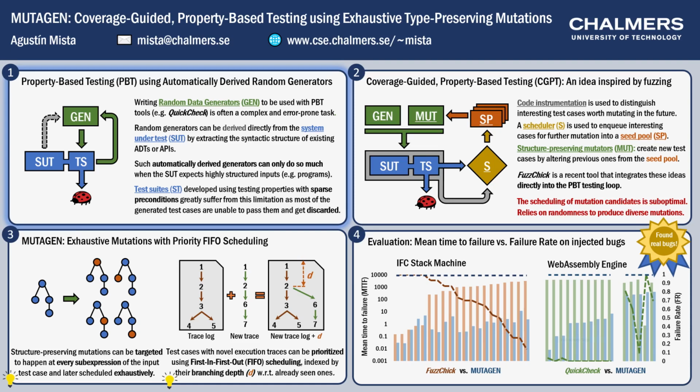Intuitively, coverage-guided property-based testing comes to tackle a common problem when using simpler property-based testing tools like QuickCheck, which is to come up with sensible random data generators to instantiate testing properties. Writing them by hand is often a cumbersome and error-prone task, and one would prefer to use automated approaches to obtain random generators directly from the codebase. However, automatically derived generators can only do so much and tend to be quite bad at producing valid, highly structured data like random programs.